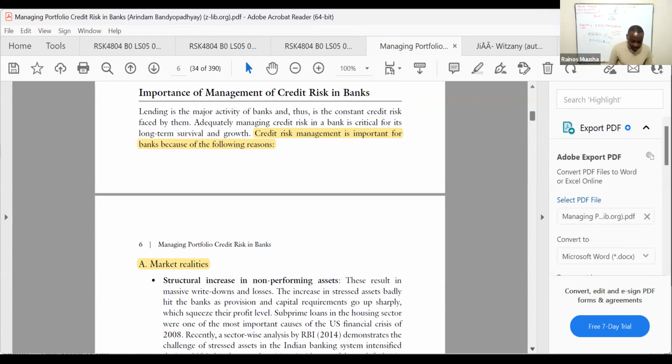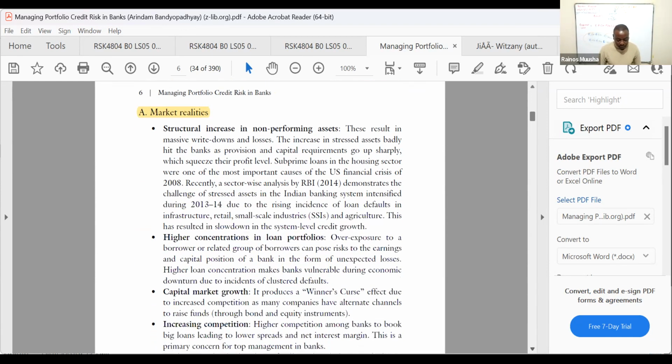So credit risk management is important for banks because of the following reasons. And the first reason that they give for credit risk management for a bank is to do with the issues of what? Market realities. And here they say, the structural increase in non-performing assets results in massive write-downs and losses. So the increase in stressed assets badly hits the banks as provisional and capital requirements go up sharply, which squeezes their profit level. To understand this better, they talk about subprime loans, where they say subprime loans in the housing sector were one of the most important causes of the US financial crisis in 2008.